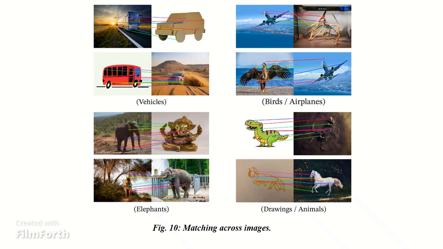This ability to find meaningful correspondences despite changes in style or pose highlights how these models' learned features generalize across domains. It is a qualitative sign that the model is learning more than just superficial patterns. It is capturing deeper visual semantics.